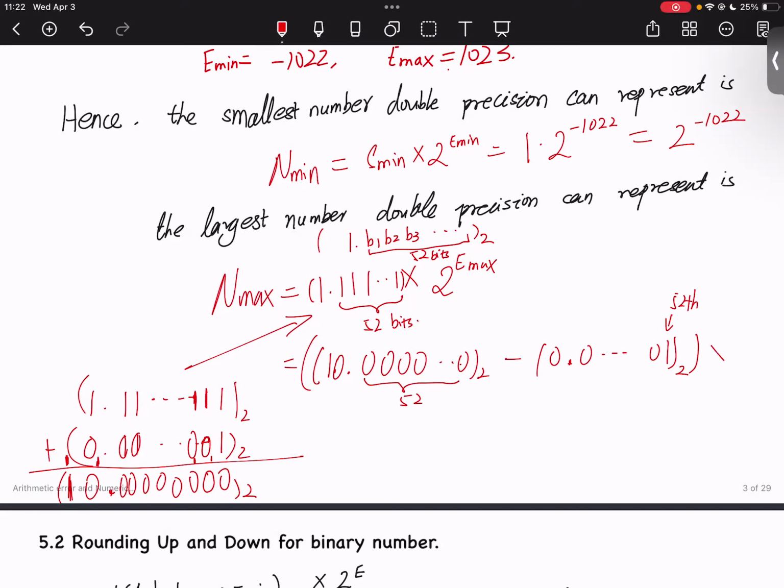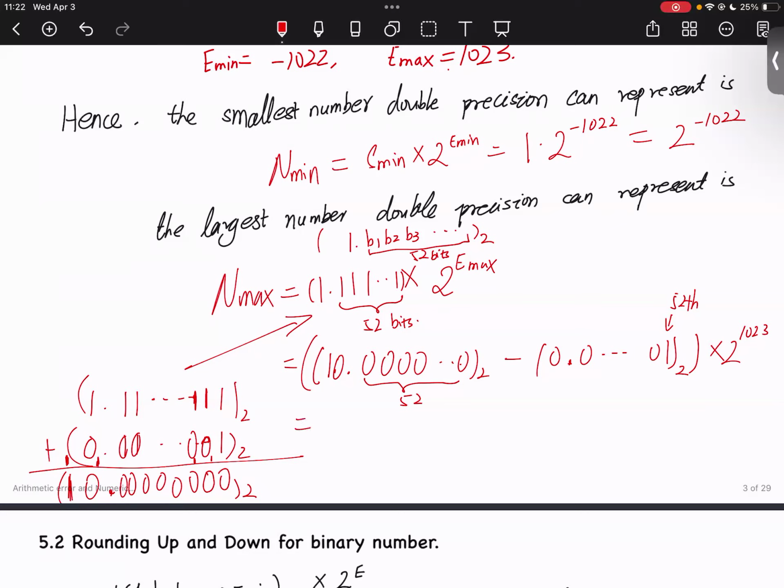And times 2 to the E maximum. The E maximum here is 1023. We just calculate this one there. So we shift it a little bit, and with some complicated computer knowledge, you know that there are 3 numbers missing. That knowledge is too complicated to mention in class, so you can look it up in ChatGPT, and it gives you the true answer. But it's not something about the mathematics, so I'm not going to mention this in this class.